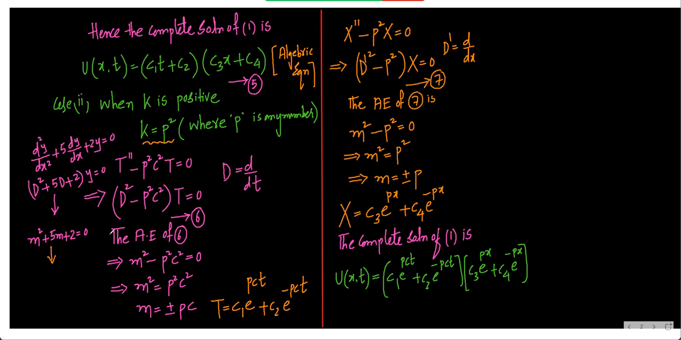So this is called what? This is called exponential function. I am getting the second solution in exponential form. The first solution is in algebraic form and the second solution is in exponential form. Here you can say exponential equation also. So the second case is over. We have the third case to deal.